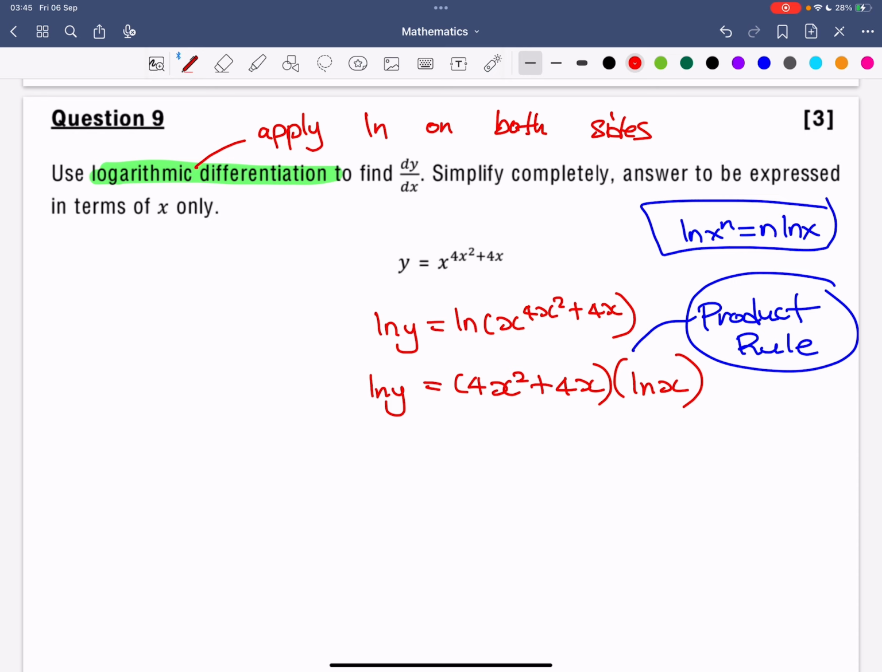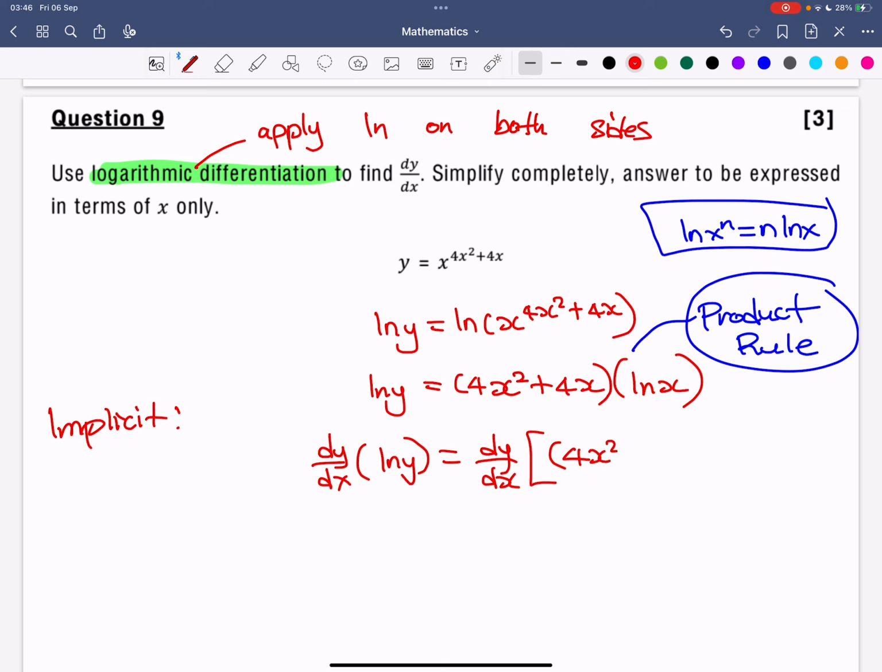Since we have simplified, the first step now, in order to solve this entire problem, is to use implicit differentiation, because we have y on one side, and we need to be able to derive y. So step number one of implicit, we indicate that we're going to derive on both sides. So this is dy over dx of ln of y equals dy over dx of everything in here, which is 4x squared plus 4x, multiplied by ln of x. So we indicated that we're going to derive on both sides. That's step number one, and then step number two is to actually derive.